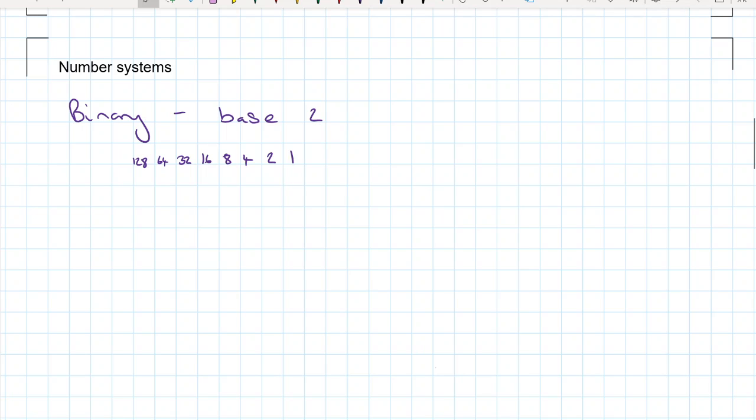So if we had a binary number something like that, in terms of a decimal value, then that would be 128 plus 16 plus 8 plus 2 plus 1, which is 255 in decimal. Okay, so there's our binary, and we've just converted it into decimal.